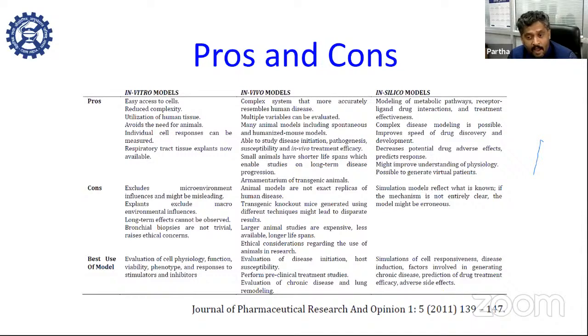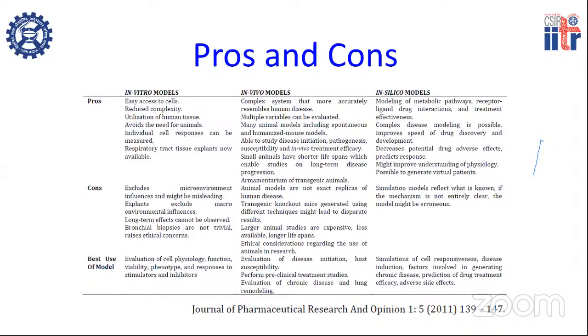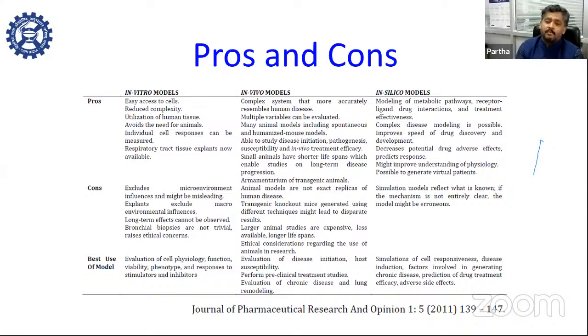The disadvantage of in silico methods is that simulation models reflect only what is known. If the mechanism is not clear, the model might not be suitable for your purpose, so you need to be very careful about it. The best use of a model is simulation of cell responsiveness, disease induction, factors involved in generating chronic diseases, and predicting drug treatment efficiency and adverse side effects. You can very carefully choose the problem and integrate with existing in vitro or in vivo methods.